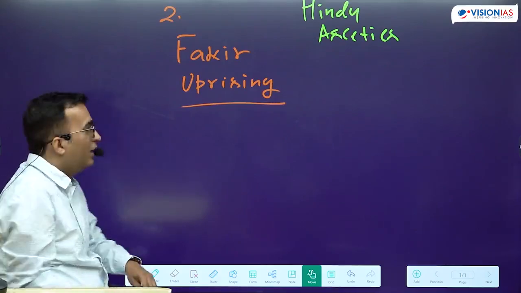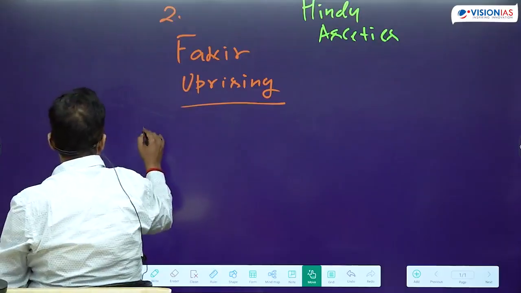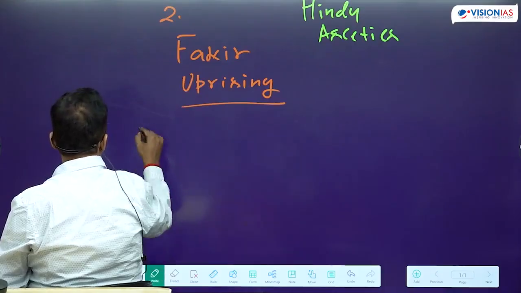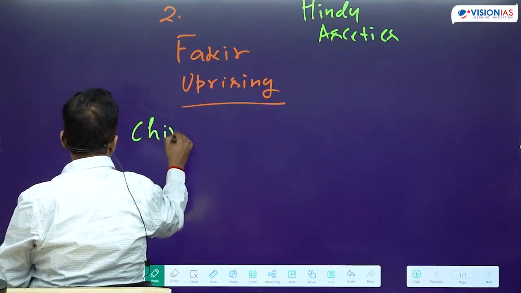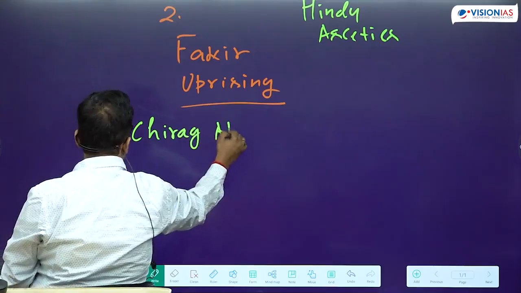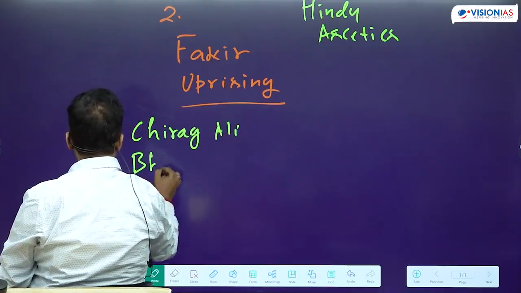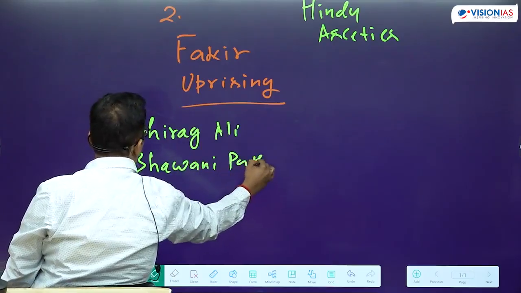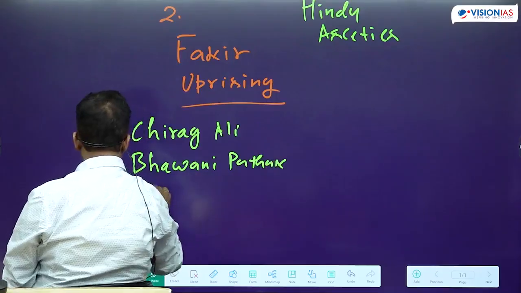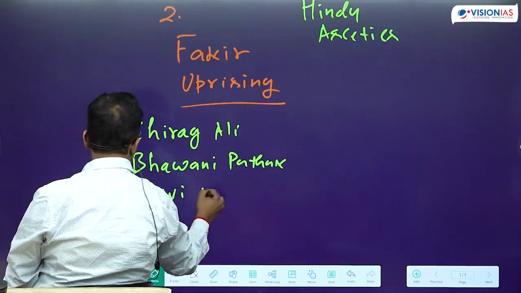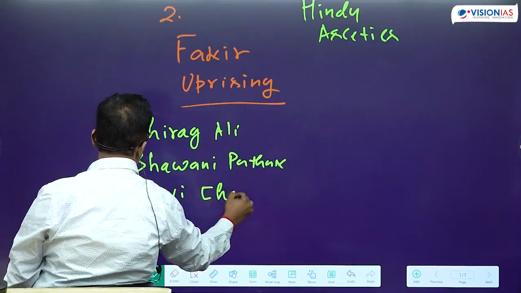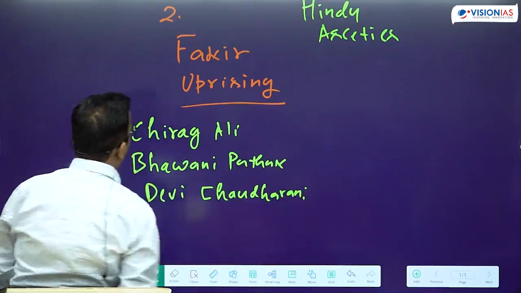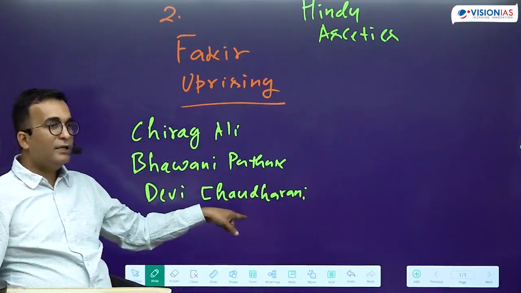Then another thing, this Sannyasi Fakir uprising was supported by some of the notable personalities of Bengal. Their names were Chiragali, Bhavani Pathak, and Devi Chaudharani. So Chiragali, Bhavani Pathak and Devi Chaudharani.